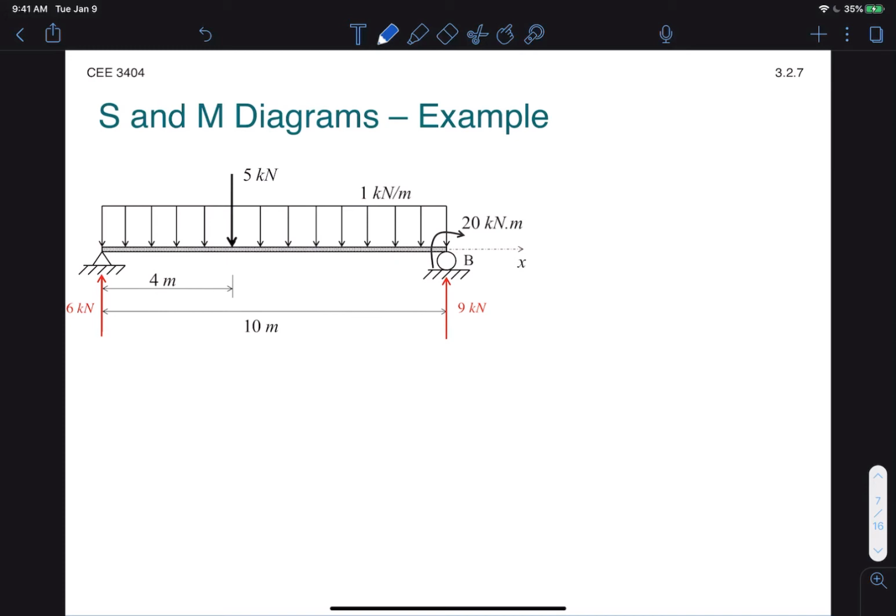This will happen at the point of application of the point force. We'll call this point C, and it will happen at point B as well, where we have the point moment. Therefore, we need at least two sections here to create two piecewise functions that will describe the shear and moment distribution throughout this beam. So we'll draw a section to the left of C, we'll call it AA, and then we'll draw another section to the right of C, and we'll call that BB.